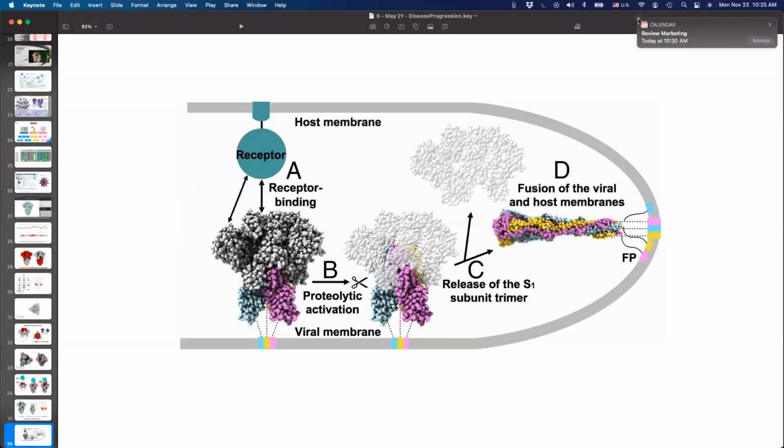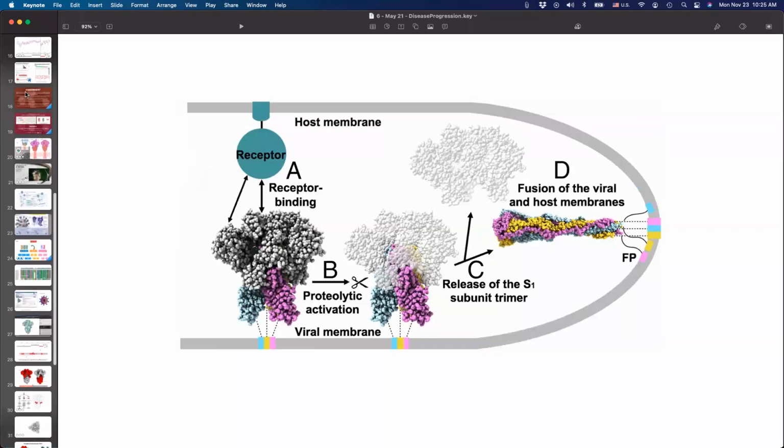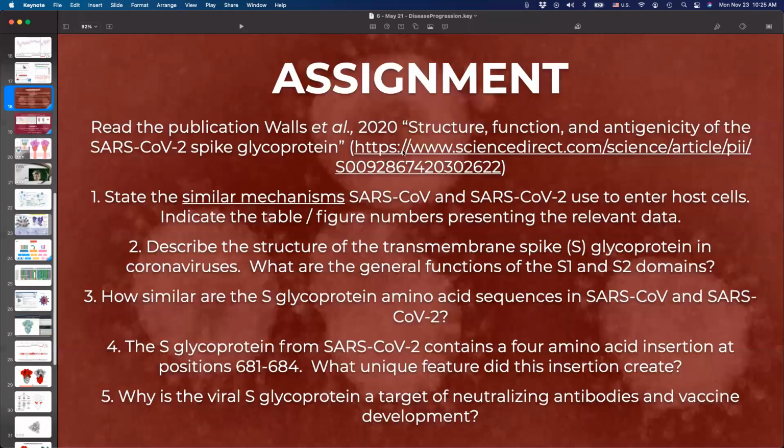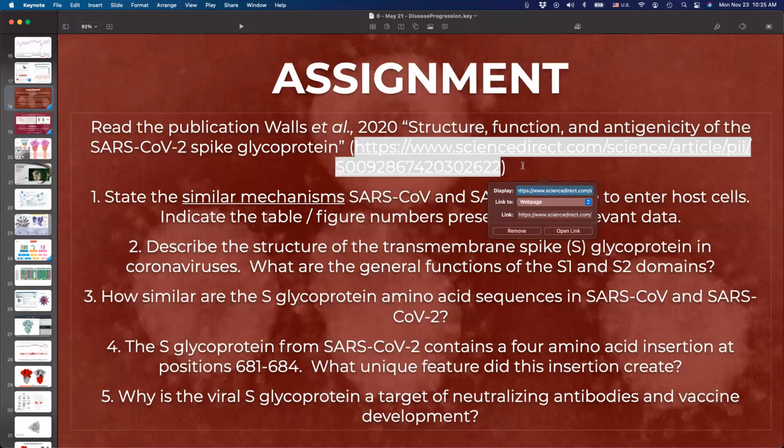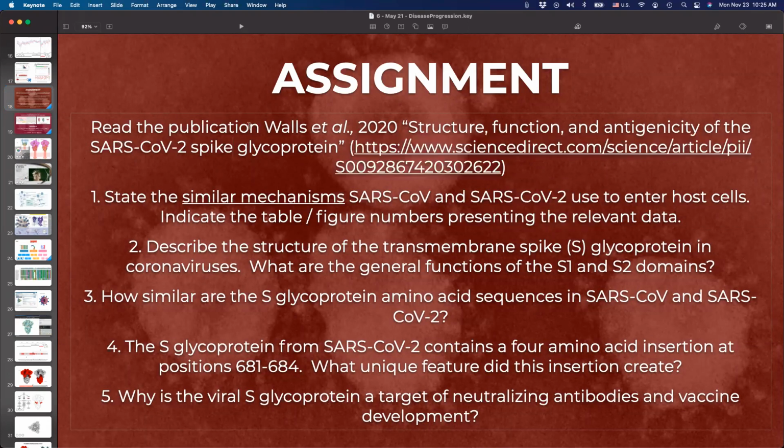Okay, to understand more about this, please take a moment to read through the publication in this link. That will give you a much better understanding of what this virus does with this protein. It's called the structure, function, and antigenicity of the SARS-CoV-2 spike glycoprotein, which describes how it enters the cell and some of the general functions as well as some of the components that we're going to be talking about.